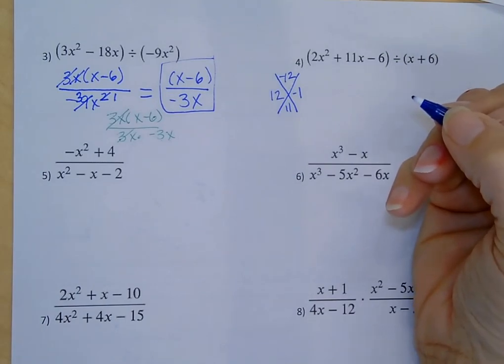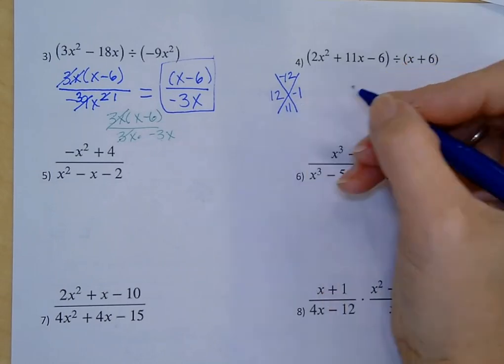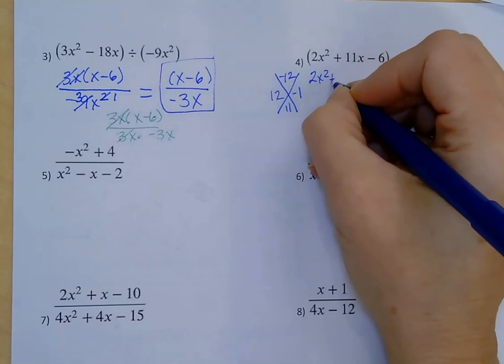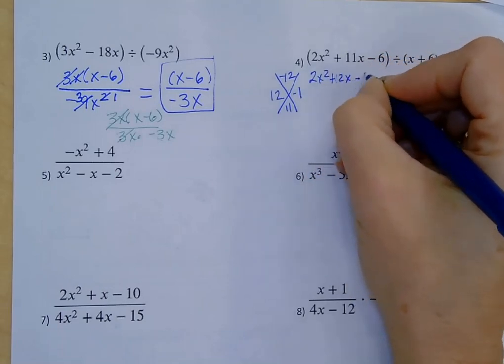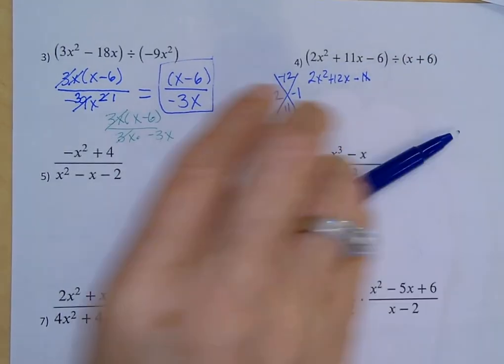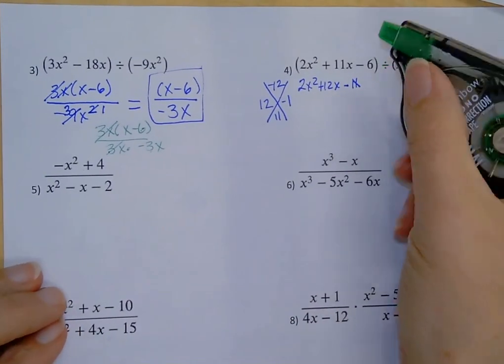Okay. If I want to solve, I can solve by grouping, or I can use my box, right? So if I do this by grouping, it's 2x squared plus 12x minus 11, minus 1x. Hold on. Let's make that look neat. Okay.